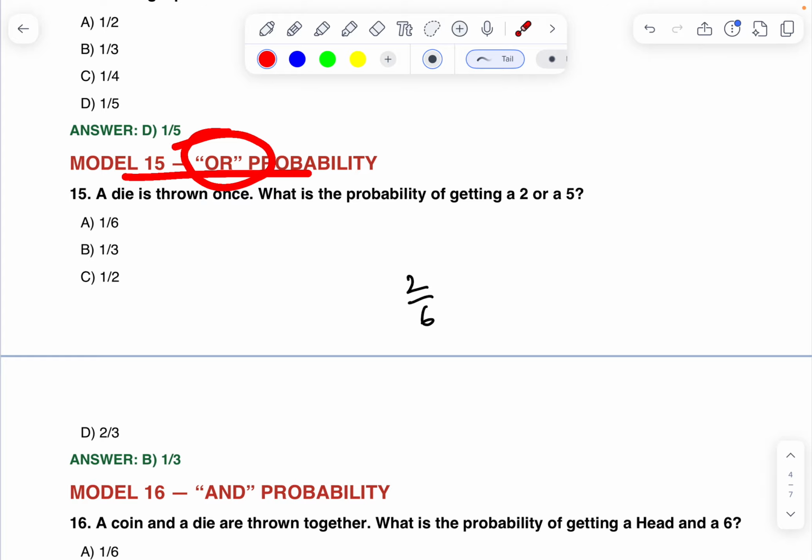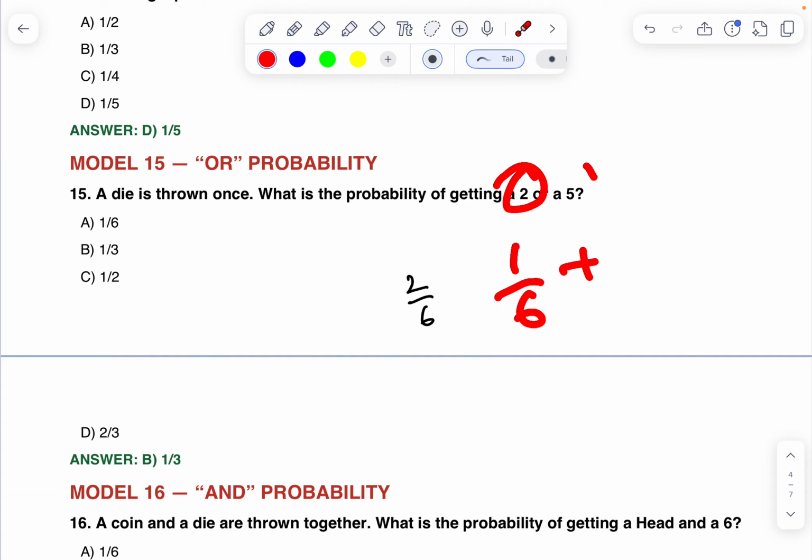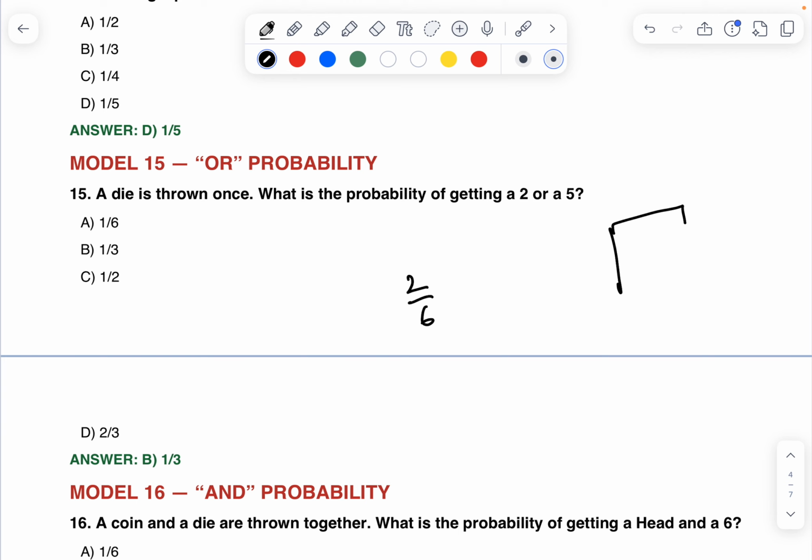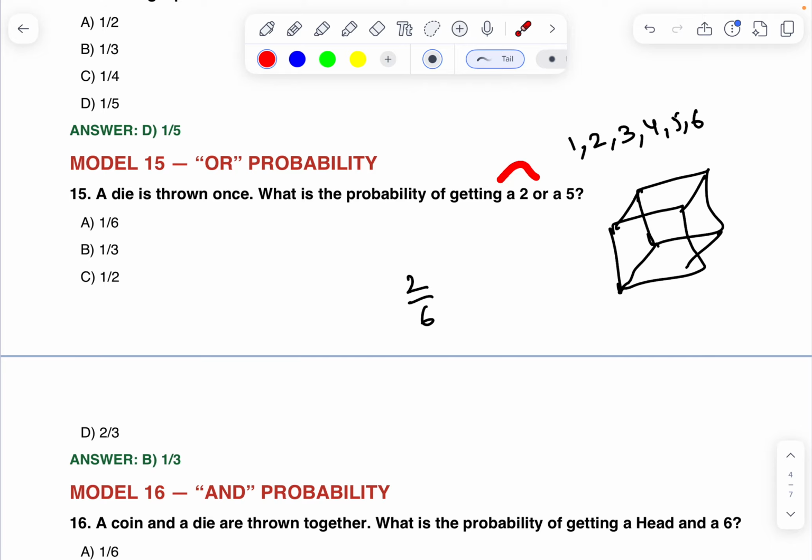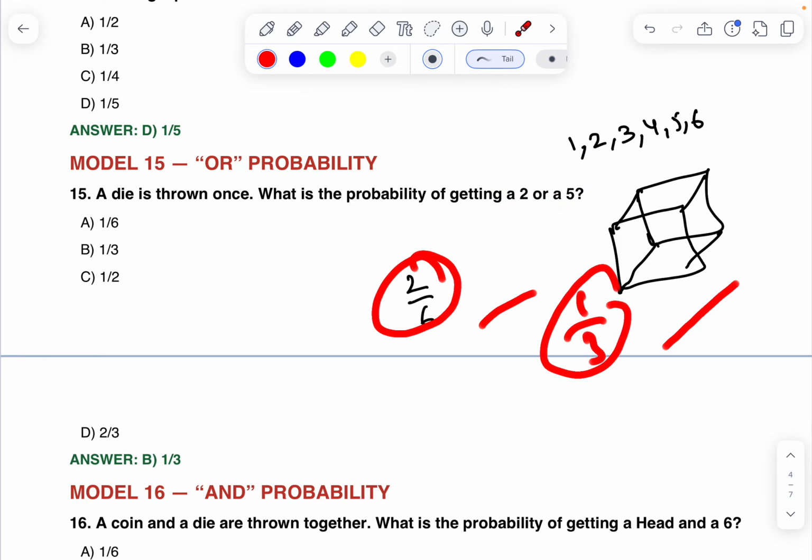Next, probability. A die is thrown once. What is the probability of getting 2 or 5? The probability of getting 2 is 1 by 6. The probability of getting 5 is 1 by 6. You can observe this is the die. How many faces here? 6 faces: 1, 2, 3, 4, 5, 6. Okay. What is the answer? 2 or 5, therefore 2 by 6, which is equal to 1 by 3. 1 by 3 is the answer.